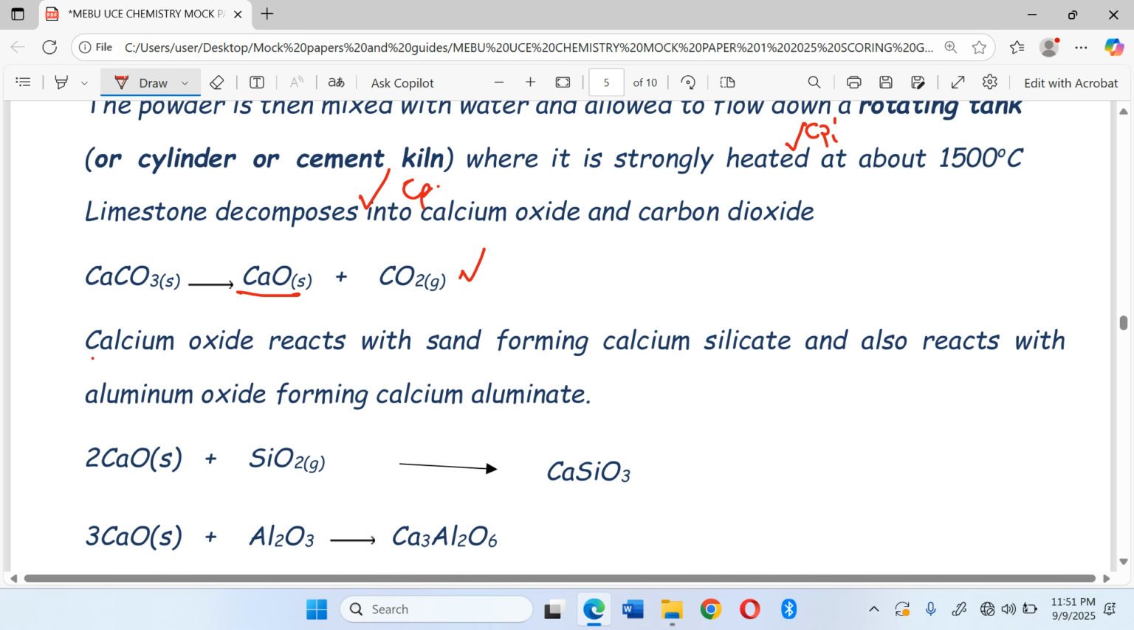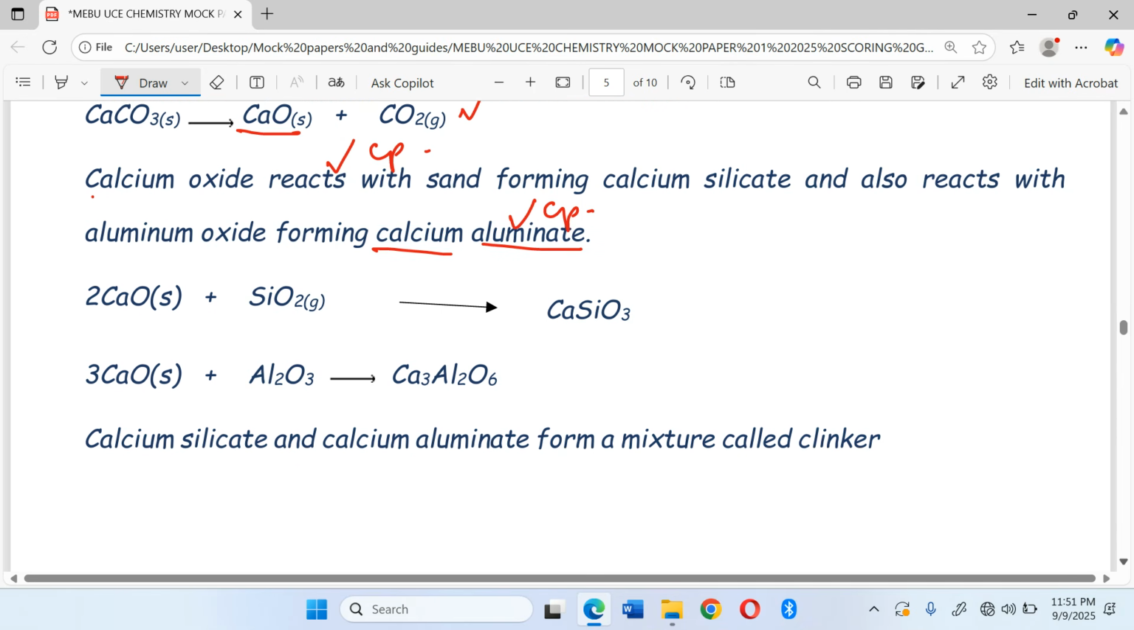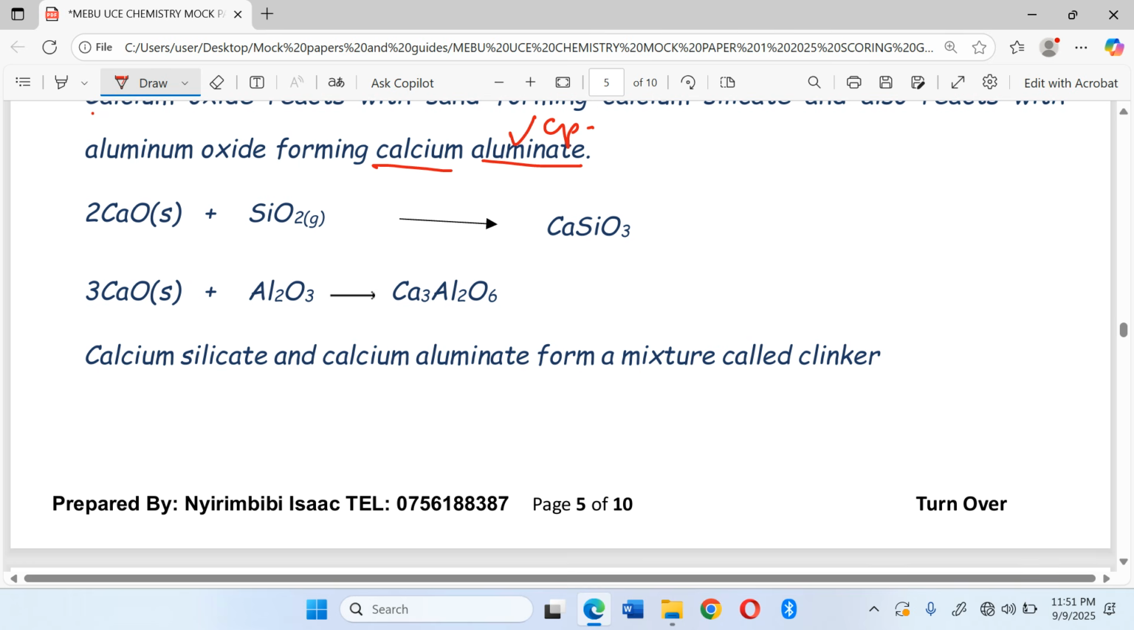Then we have this other step: the calcium oxide formed here reacts with sand, forming calcium silicate. There is a chemical process taking place. It also reacts with aluminium oxide, forming calcium aluminate. So we have the equation there.